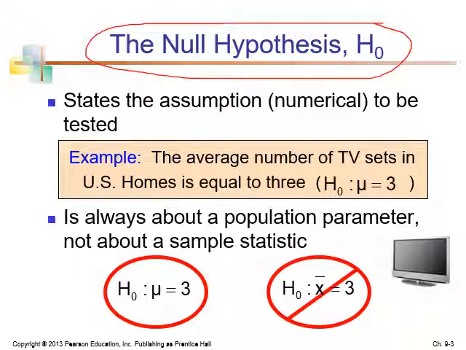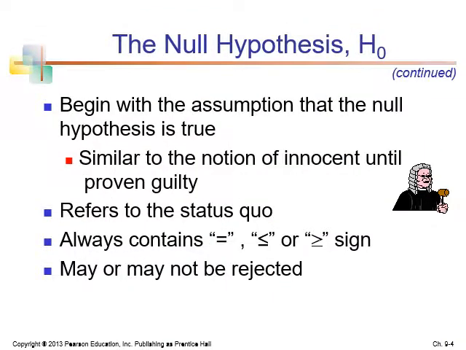Now, the most important thing when defining a null hypothesis is to include an equal sign. This could be exactly equal, less than or equal to, or greater than or equal to. In hypothesis testing, first we define H0 with some sort of equal sign. The null hypothesis begins with the assumption that it is true. It should always contain an equal sign, less than or equal to sign, or greater than or equal to sign. It may or may not be rejected.